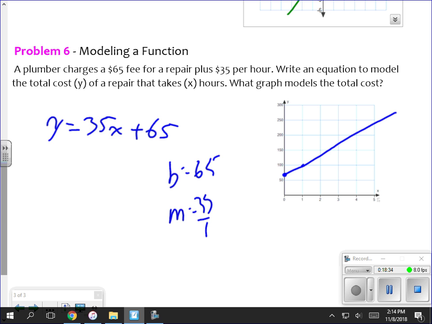Okay. Over 1. Up 35. It doesn't really look like 1 and 35, does it? I think like 1 and 35 would be over a tiny little bit, not a whole lot, right? Scales are not the same, and it's okay that the scales aren't the same on both axes. They don't have to be the same.